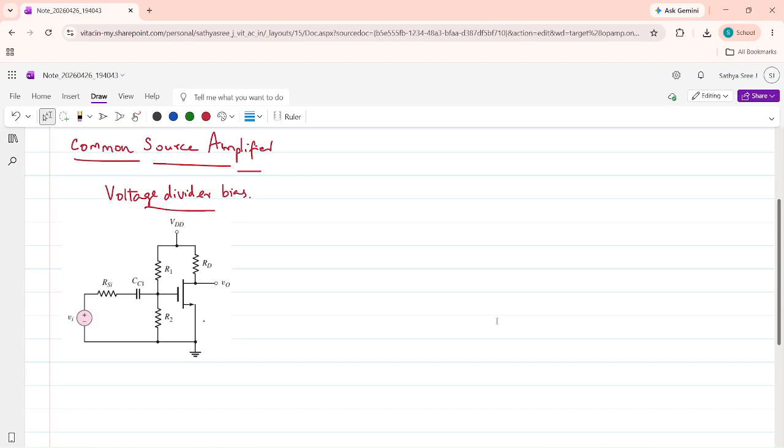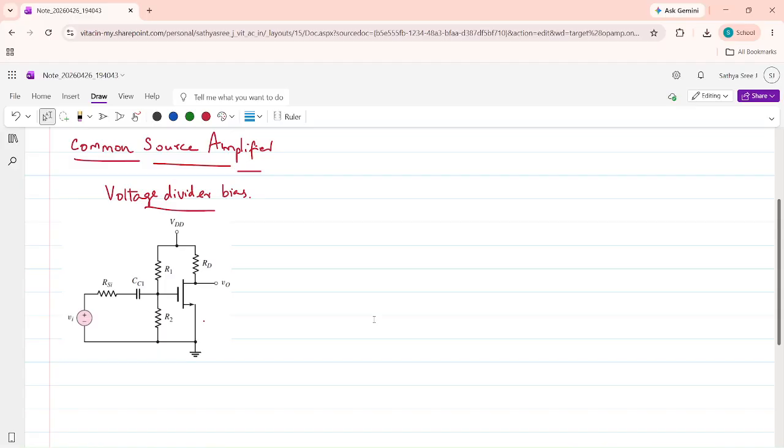Good morning. In this video, we are going to derive the voltage gain of a common source amplifier. Here you can see this circuit has a voltage divider biasing. Already we have completed how to calculate the DC operating point for a common source amplifier using voltage divider biasing. In this circuit, we will derive the small signal voltage gain from a small signal model.